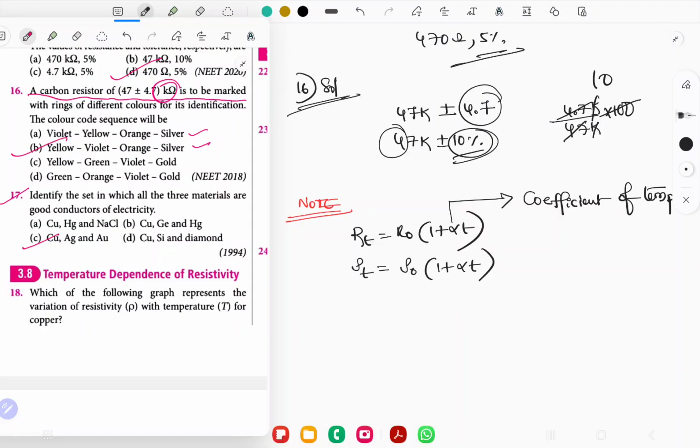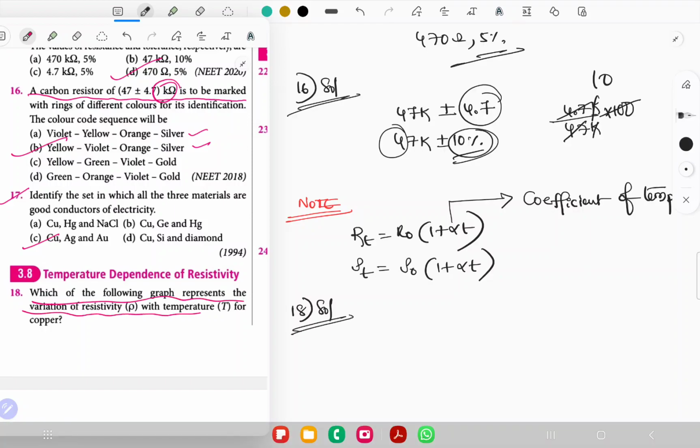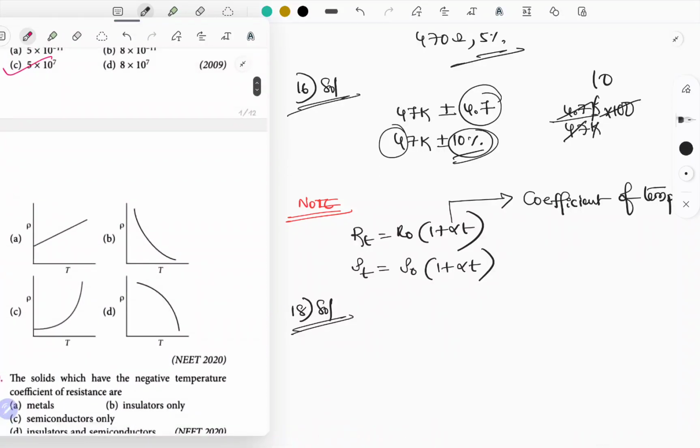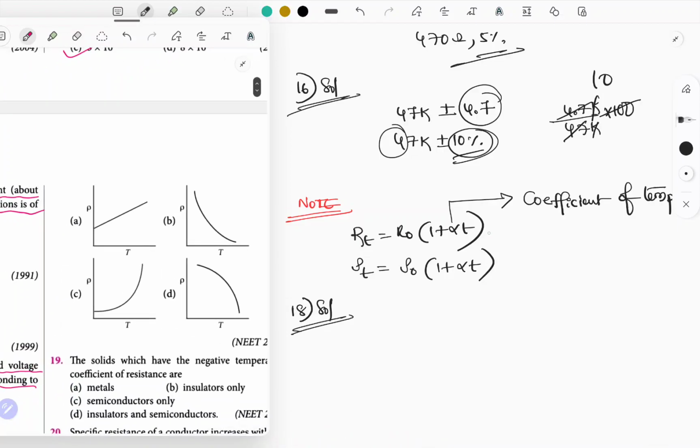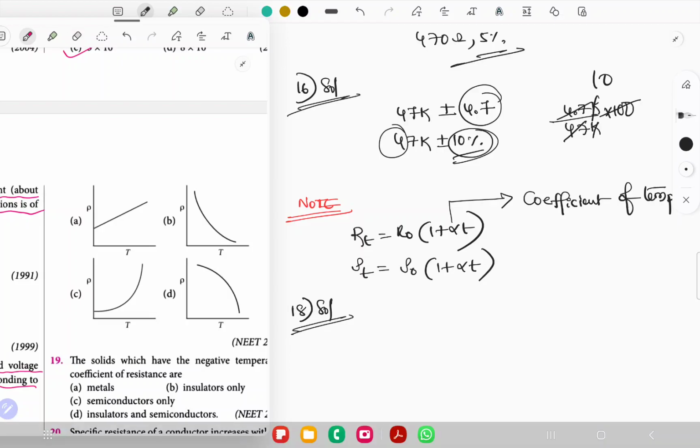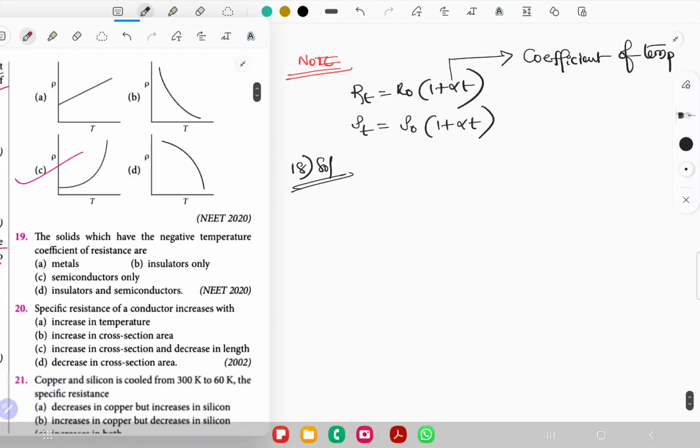Okay, let's solve question number 18. In question number 18, they're saying which of the following graphs represents the variation of resistivity with the temperature of copper. Copper is a metal. For metals, alpha is positive. So as temperature increases, resistivity also increases, but not linearly. It will increase non-linearly, like a curve. For question number 18, which option matches? Option C is correct. Okay, so let's move on to the next.